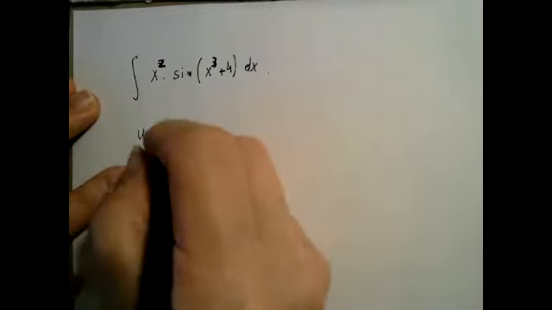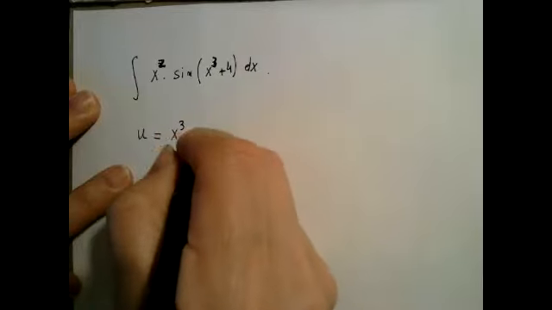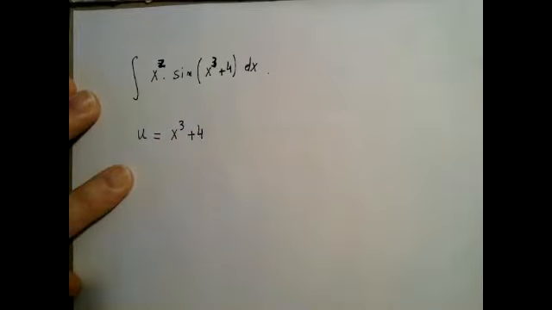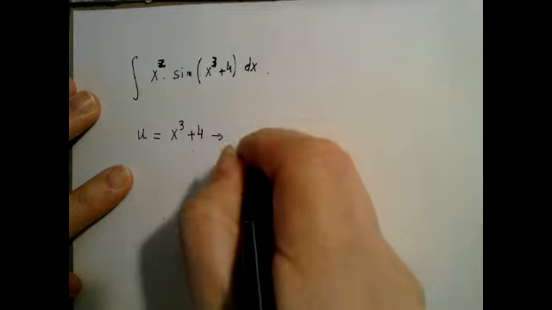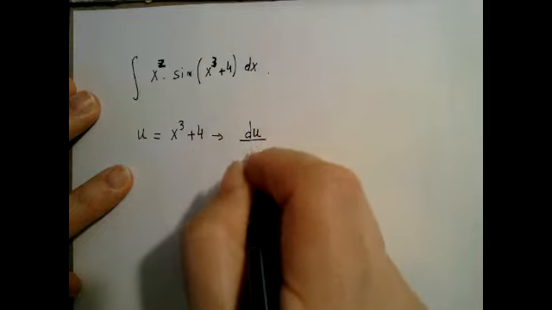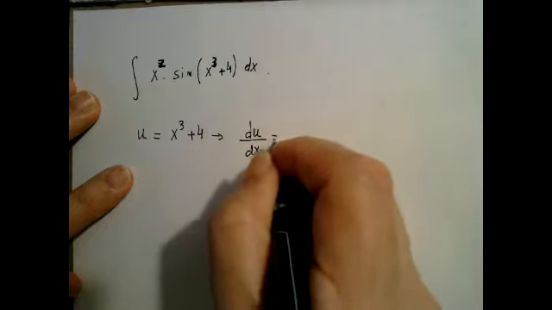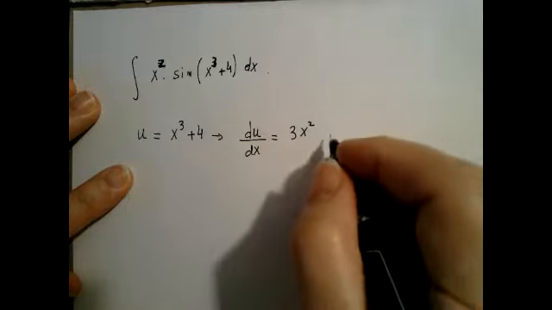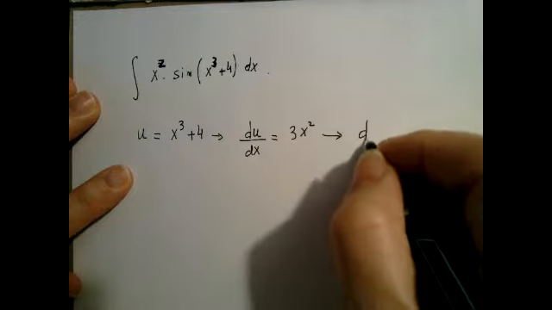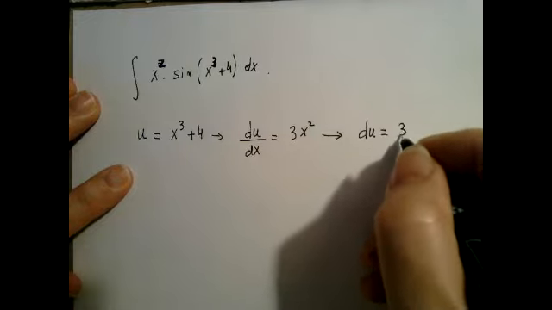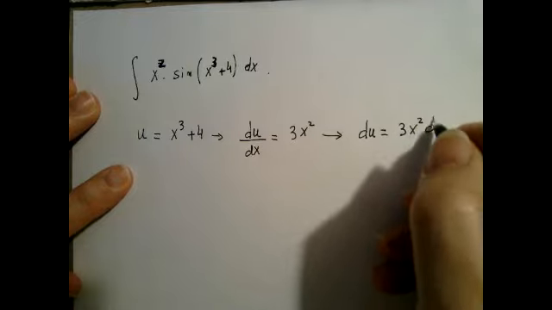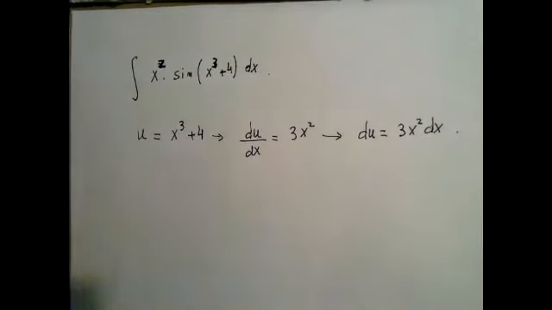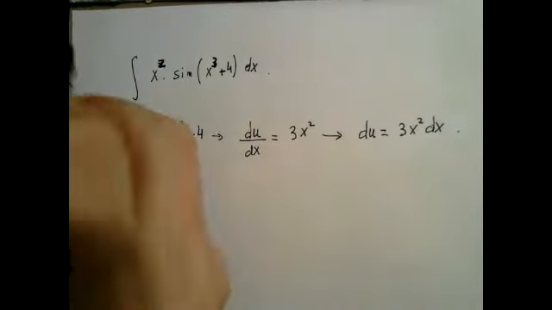X cubed plus 4. That's going to be my u. My du: the derivative of u with respect to x is 3x squared. Then I'm going to multiply formally by dx. I stop right there, and then I go back to my integral and start manipulating.